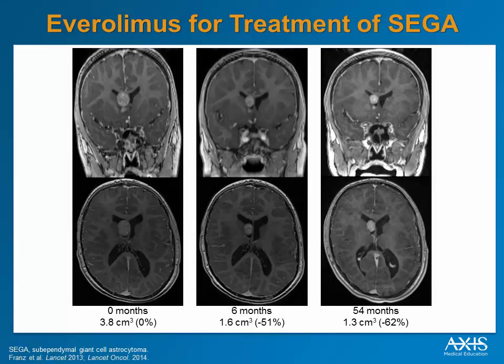And here you see an example of one of the patients that participated in this clinical trial. This is shown at the top. You see coronal MRI images with contrast. And on the bottom, you see the corresponding axial images for that same level. And what you can see is that at 6 months, there is a 50% reduction in this patient, 51% to be exact. And then at 54 months, which is the last time point where we have imaging for this patient in the study, the reduction was 62%. Again, highlighting the fact that there can be continued reduction beyond the first 6 months, but in most patients, you're going to see the greatest reduction within those first 6 months of treatment.